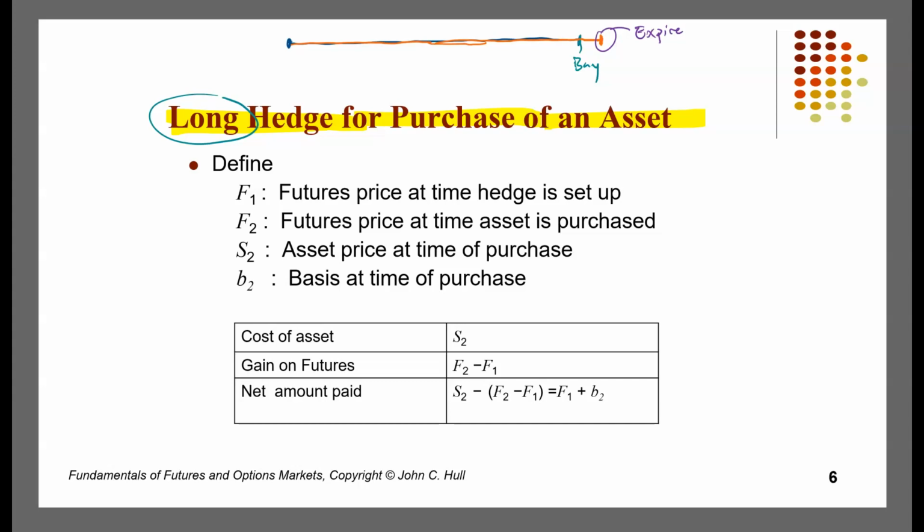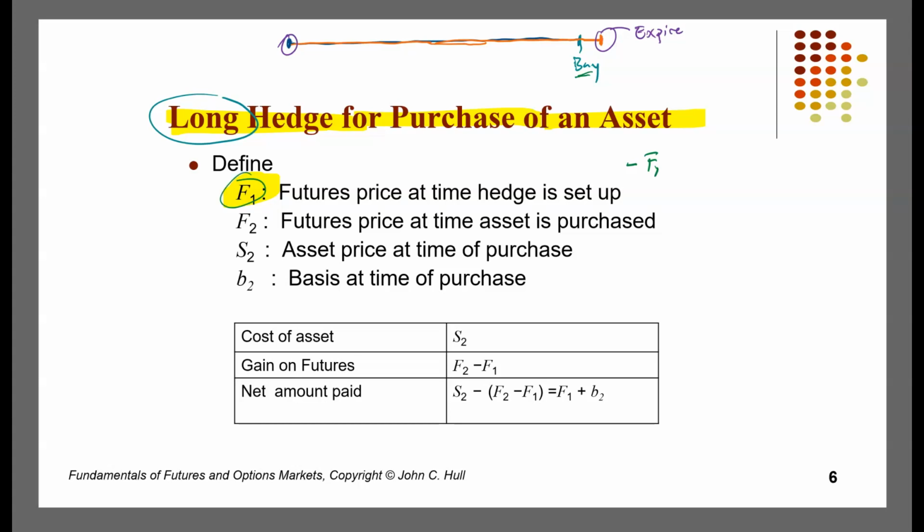Now, we're going to be buying the underlying there. So we want to place a hedge today. The futures price that we're going to lock in today is going to be called F1. What does that mean? It means that at this point in the future, we're going to be paying F1 to purchase the underlying. So our cash flow is going to be minus F1. That's our cash flow because of this long hedge.